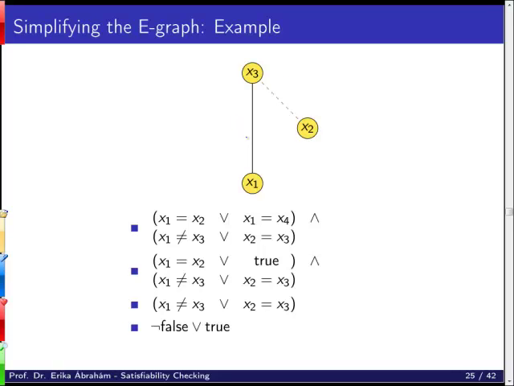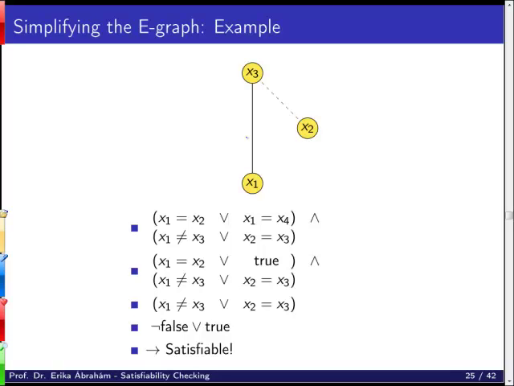I get not false or true. Even without transformation, I got the satisfaction of this formula just by reducing. So assuming the following, that if we have an equality graph which has some nodes which are not in cycles, especially not in contradictory cycles, then I make this reduction, so I remove them. And I reduce the graph.